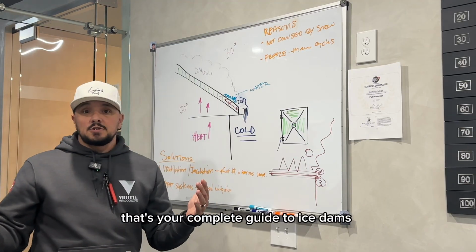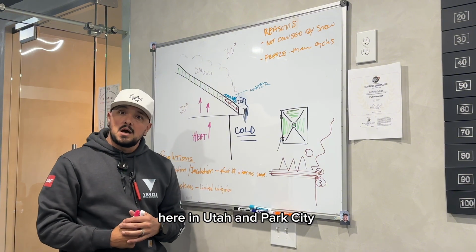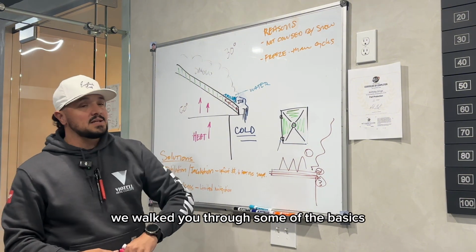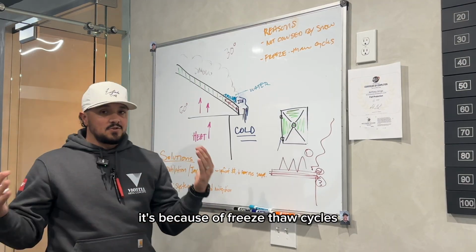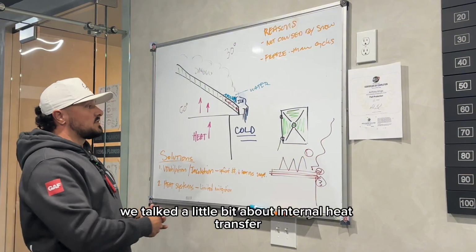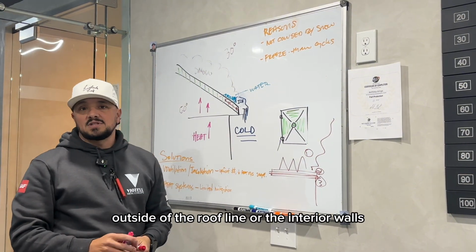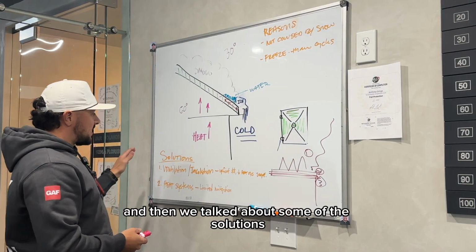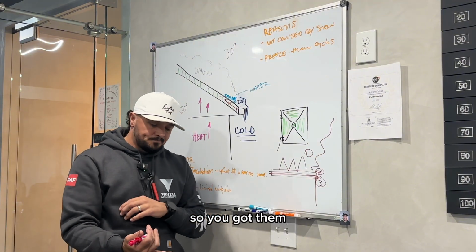So yeah, that's your complete guide to ice dams here in Utah and Park City. We walked you through some of the basics, some of the myths. You know, it's not because of snow, it's because of freeze-thaw cycles. We talked a little bit about internal heat transfer going to the eaves, hitting the cold weather outside of the roof line or the interior walls. And then we talked about some of the solutions. We'll walk through those one more time so you've got them.